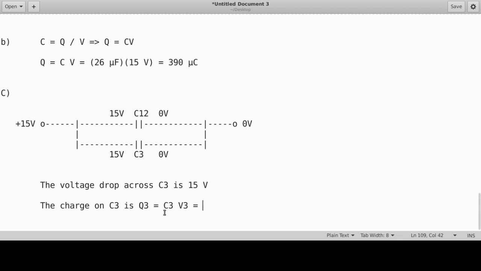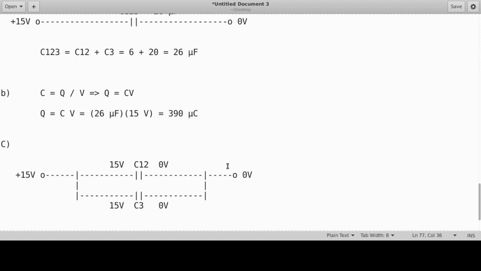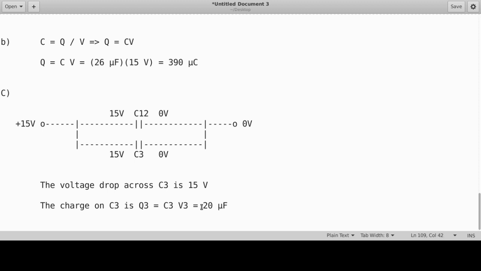And what's that got to equal? Well, the capacitance of C3, we worked that out, and it was, what was it again? It was 20 microfarads. Actually, you didn't work that out. I gave you that one. Okay, so there we go. So there's C3. And what's the voltage drop across C3? Well, 15 to 0, it's going to be 15 volts across there like that.